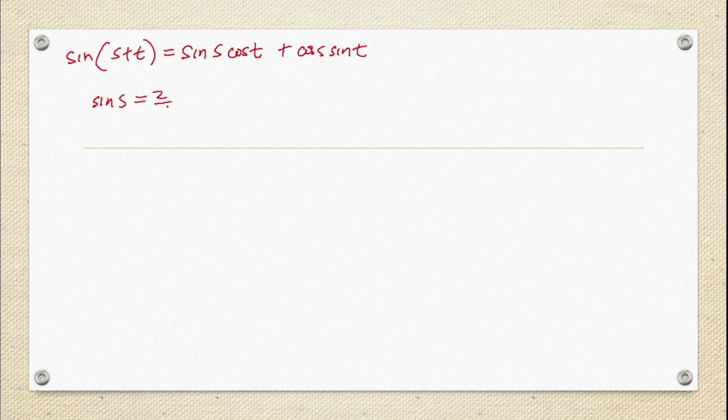So sine of s plus t is equal to sine s cosine t plus cosine s sine t. Alright. So in the given here, we have sine s is equal to 2/3, which s is in quadrant 2. And we have also sine t is equal to negative 1/3, which is in quadrant 4.